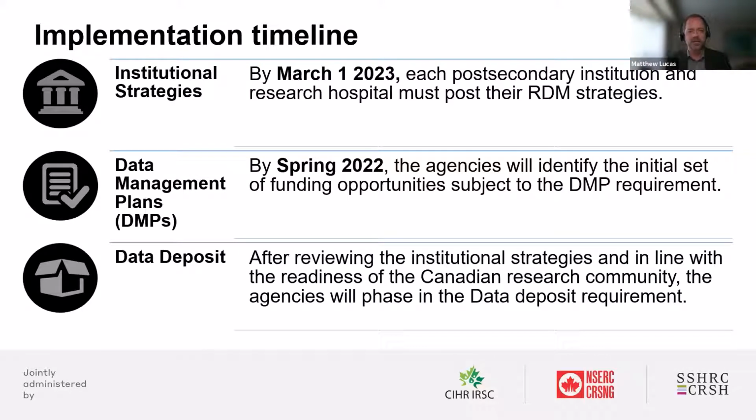The DMPs, we have committed to identifying by spring 2022 a set of initial funding opportunities that will require DMPs. This does not mean that starting in the spring 2022, we will require DMPs. We just identify those opportunities where we will be requiring DMPs down the road. Of course, it takes time for us to build these things into our literature. We're in conversations right now across the 3 agencies and with our programming teams to understand how to do this effectively and also how to integrate DMPs into the review process, particularly in that first year where it will be new for all of us.